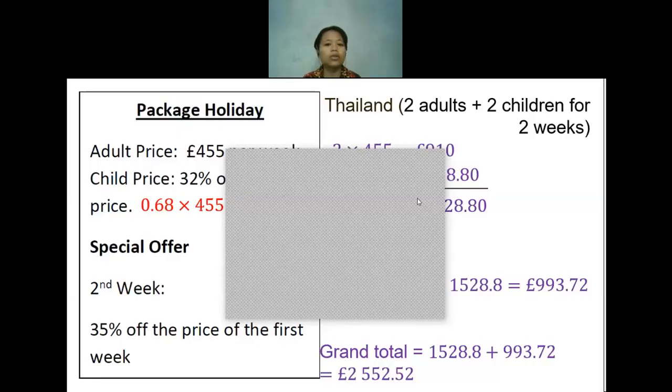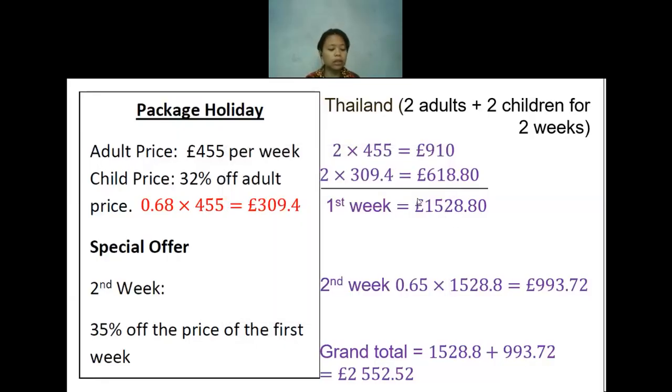Okay, so this is the calculation for spending a holiday in Thailand. It says that the adult price is 455 pounds per week, because for the holiday we will spend for two adults and two children. So the 455 I need to multiply by 2, so I will get 910 pounds for the adults.